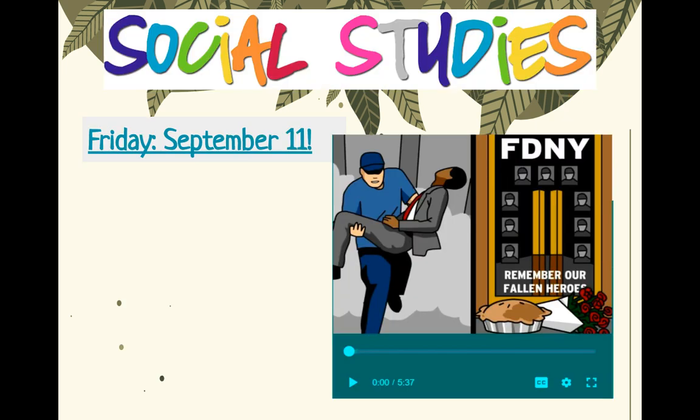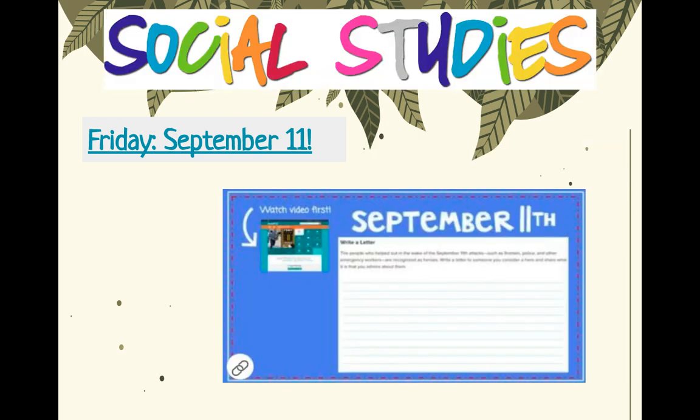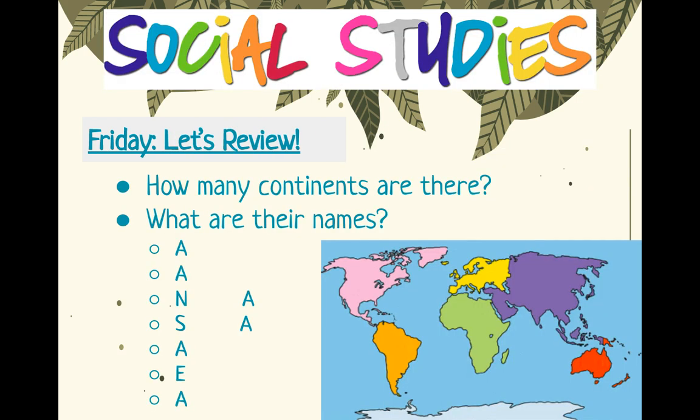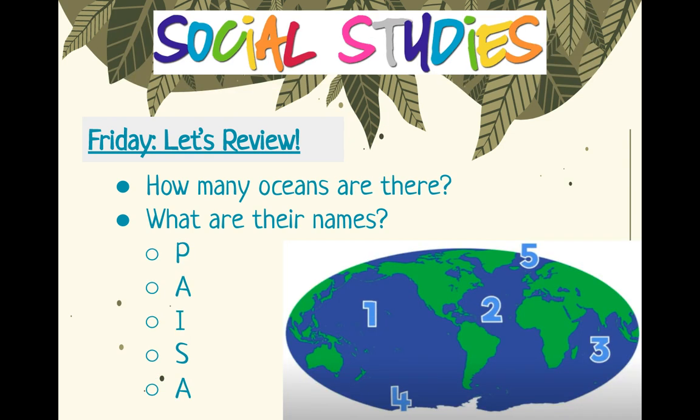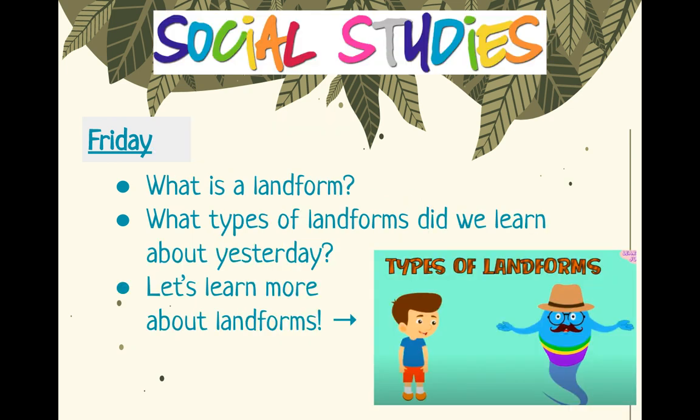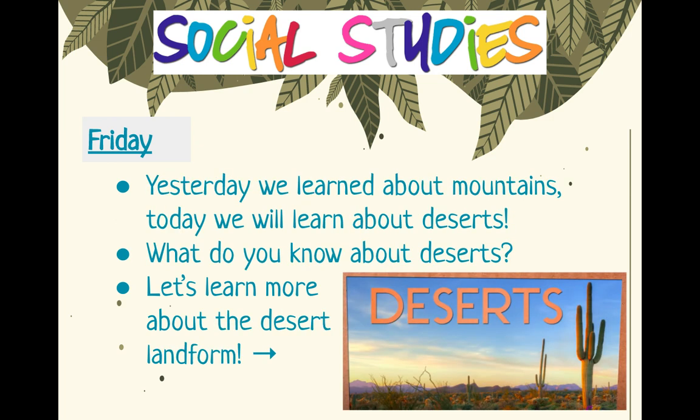In social studies, we continued to talk about landforms, but also September 11th. So there is a Brain Pop video on September 11th that you could watch as well. And then we continued to look at the continents and their names, as well as the oceans and their names. We also continued our discussion on landforms and the types of landforms that exist.